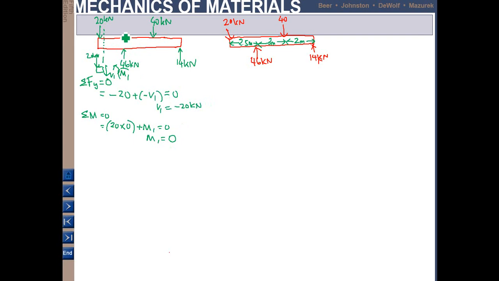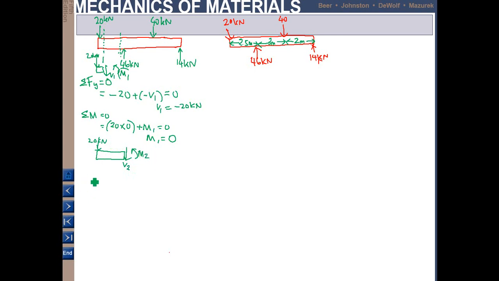So you cut the section before the second point. So this is your cut. Okay, so here we have 20 kilonewton, and then you have your shear force, which is V2, and the moment still going in this direction, which is M2.